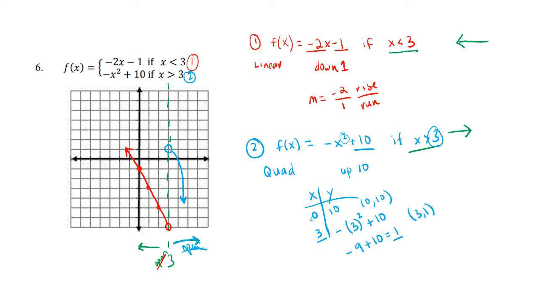And then domain and range. So domain is our x values. Right here's the farthest to the left it goes. That's -infinity.